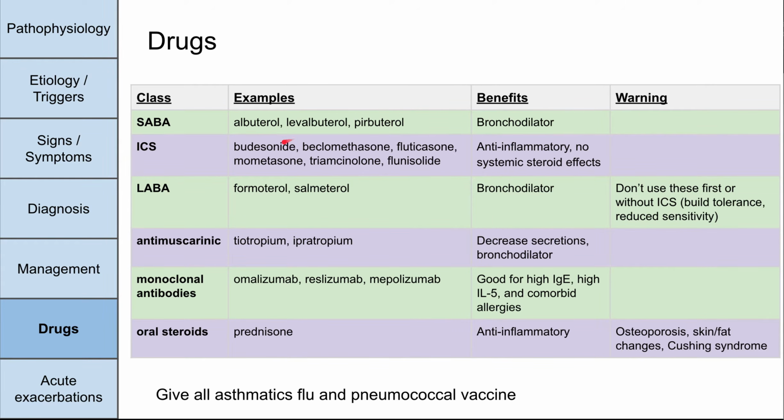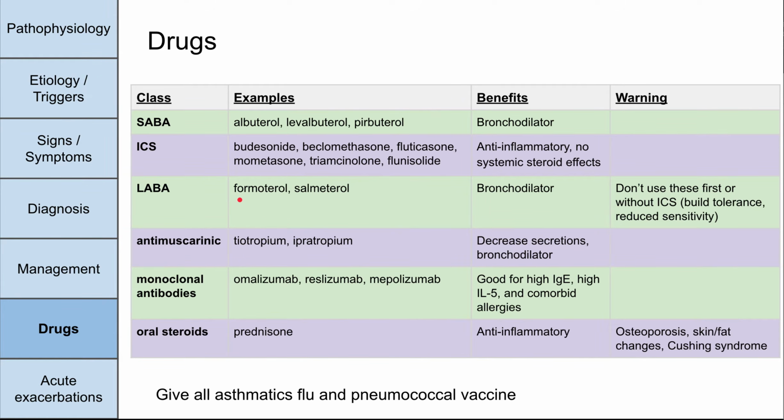Second class, inhaled corticosteroids, that's like budesonide or beclomethasone. These are anti-inflammatory, and they don't have systemic steroid effects. So the systemic steroid effects are listed here, so they're pretty benign drugs that you do want to use regularly. Next is the long-acting beta agonist.